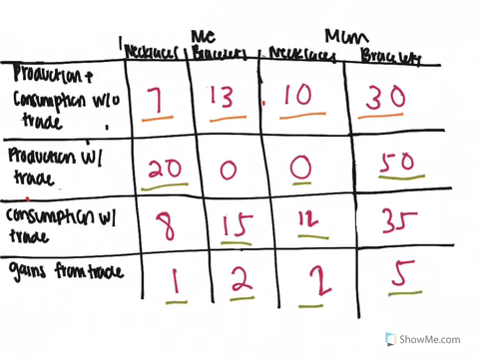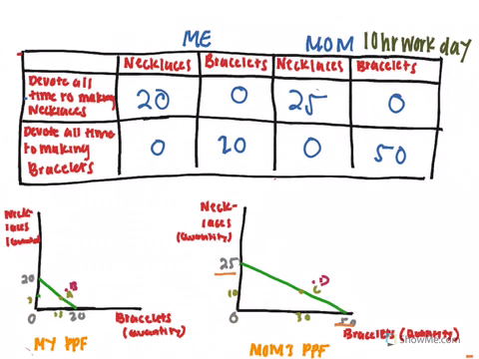As you can see here, my consumption with trade: 8 as compared to the initial 7, 15 as compared to the initial 13, 12 as compared to the initial 10, and 35 as compared to the initial 30. Using this data, we can go back to the original graph and see how trade was beneficial to both me and my mother. That data is represented right here, point B and also point D. Both of these points on the graphs are not on the production possibilities frontier. Looking at this graph, we can see how trade helped both my mother and myself.